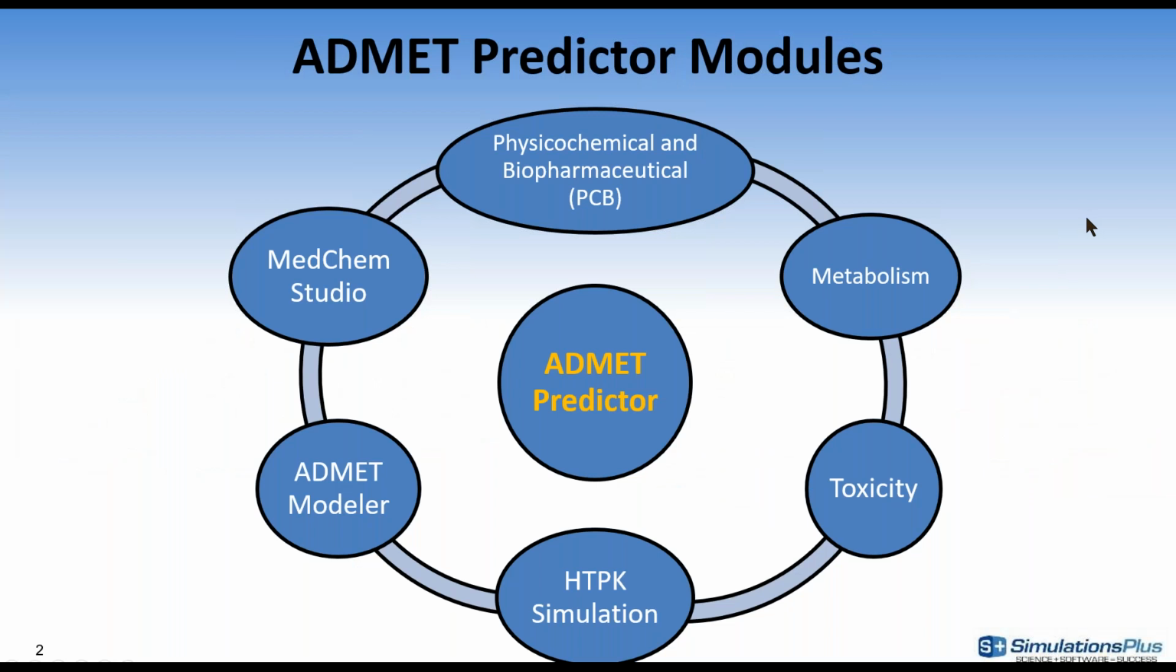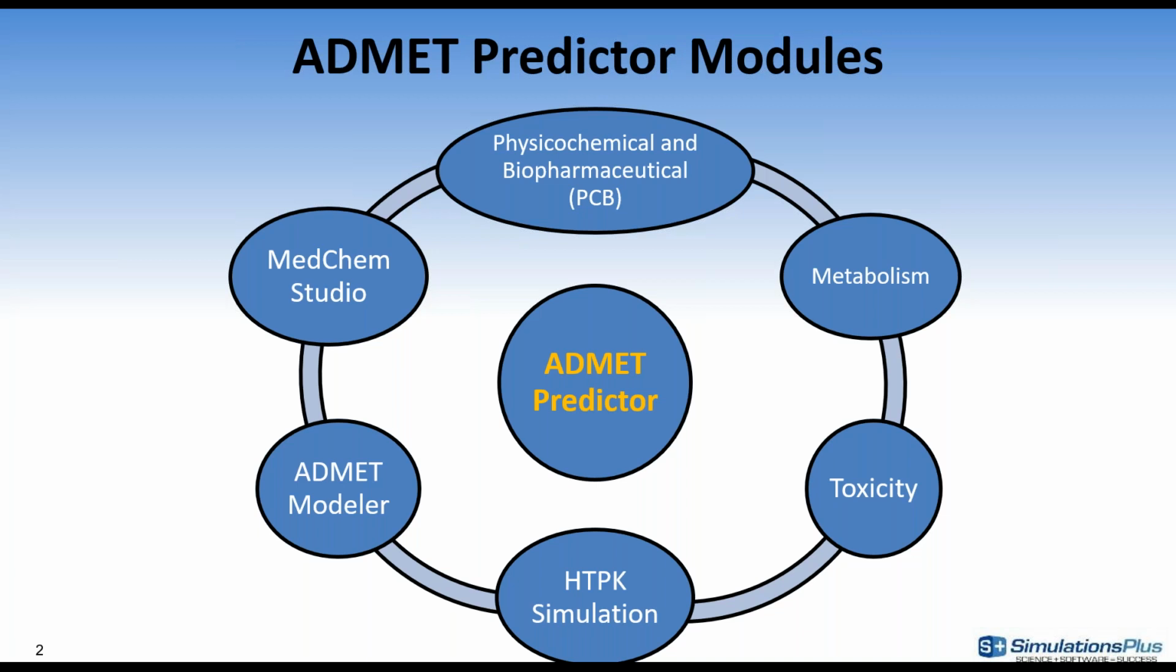So if I go to my second slide, this is the 6 modules in ADMET Predictor. So we have the physical, chemical, and biopharmaceutical, metabolism, toxicity, HTPK simulation, ADMET Modeler, and the MedCam Studio module. The physical, chemical, and biopharmaceutical module contains models to predict things like log P, log D, pKa, permeability, solubility, etc. The metabolism module contains models for predicting CYP metabolism, UGT, AOX, and esterase metabolites.